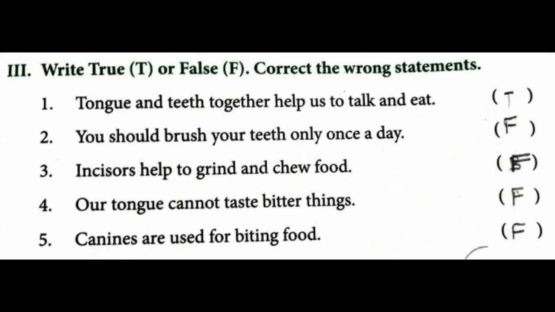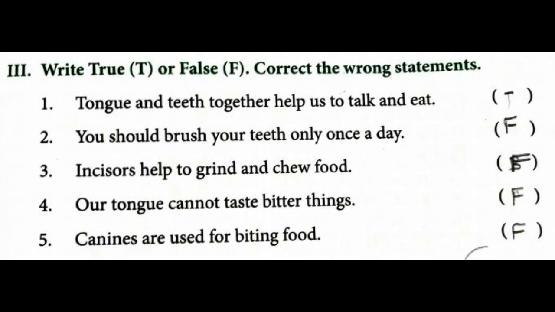Third section, write true or false. Correct the wrong statement. First one, tongue and teeth together help us to talk and eat. True. Second one, you should brush your teeth only once a day. False. You should brush your teeth twice a day. Third one, incisor helps to grind and chew food. False. Premolars help to grind and chew food.